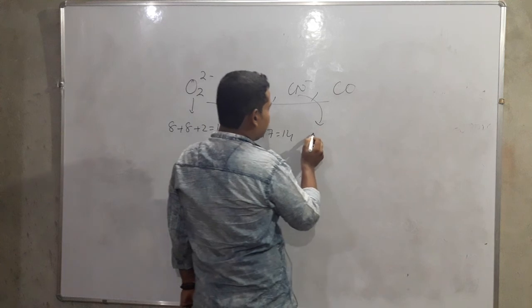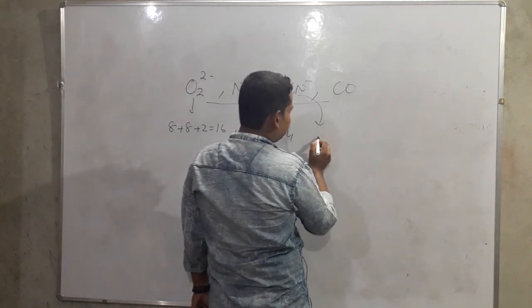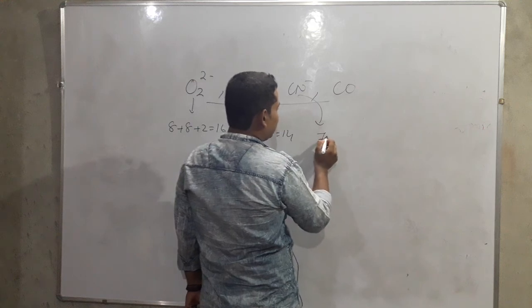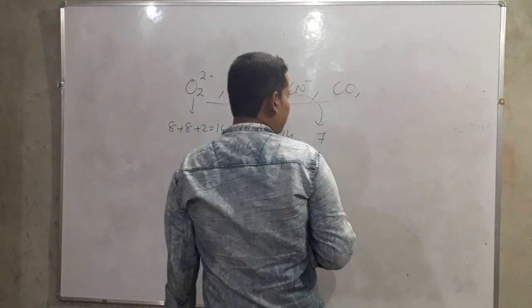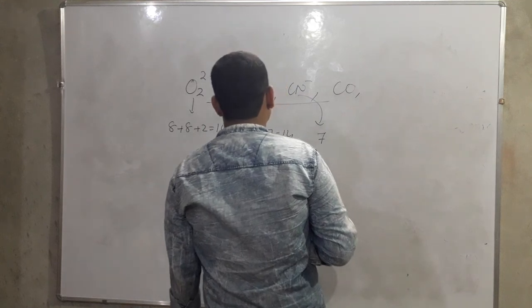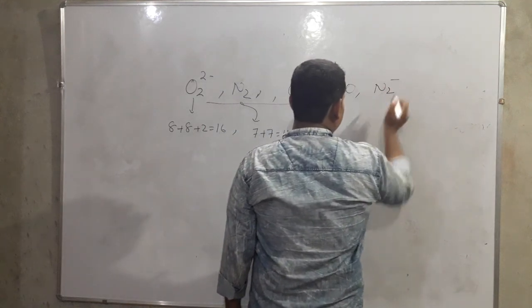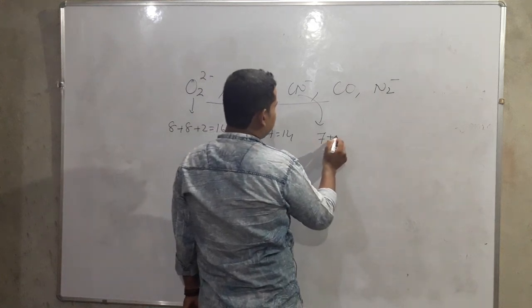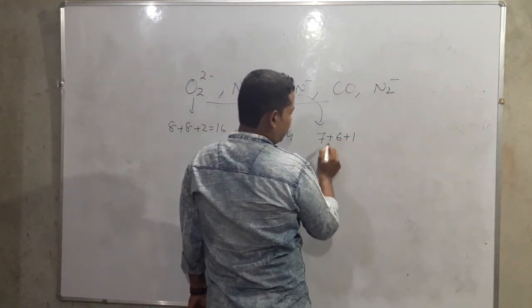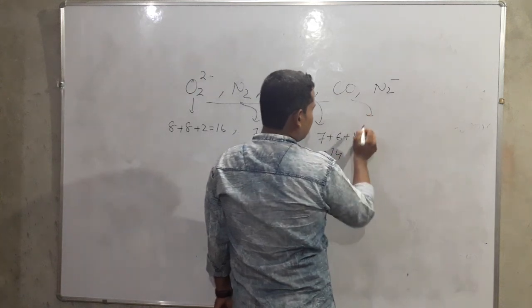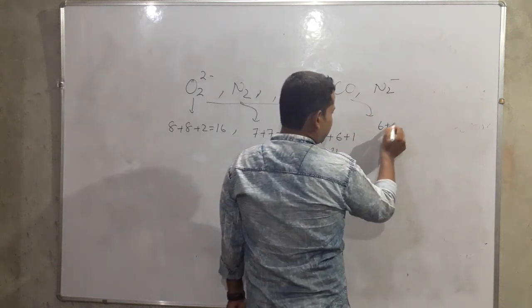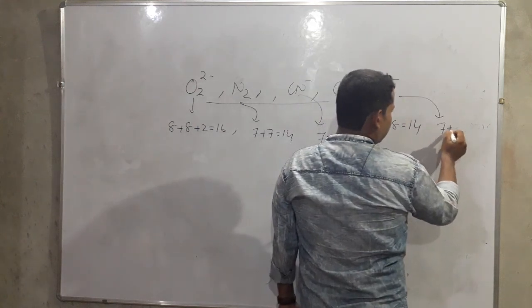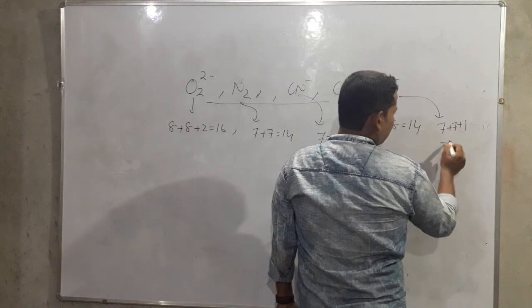CN minus: nitrogen is 7, carbon 6, plus 1, equal to 14. CO means 6 plus 8 equal to 14. N2 minus means 7 plus 7 plus 1 equal to 15.